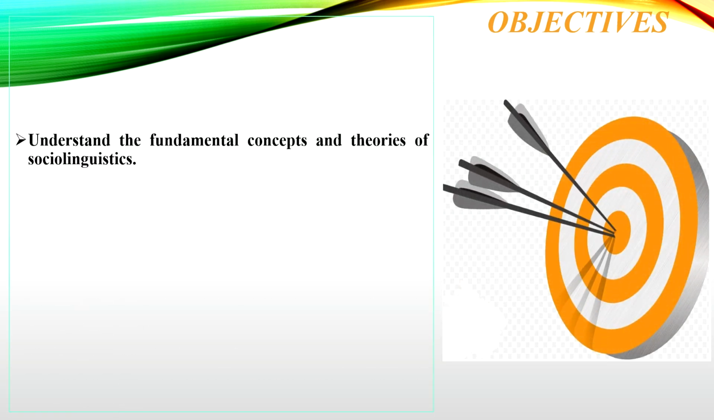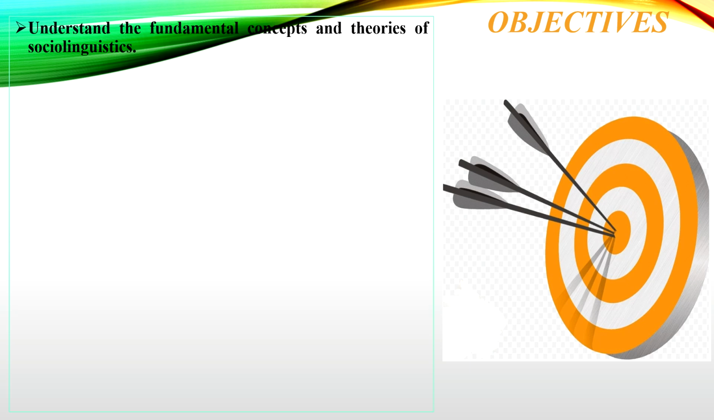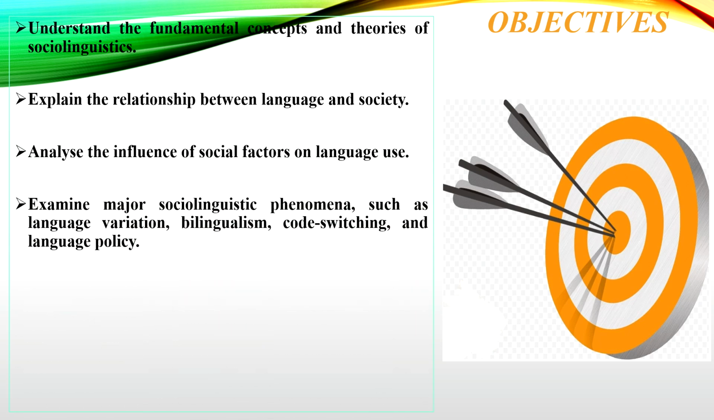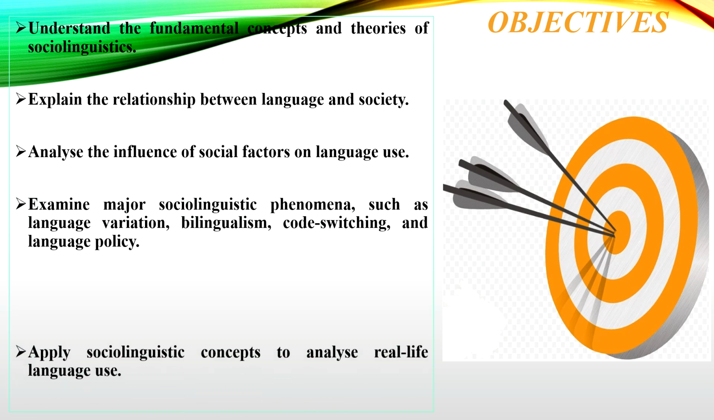The main objectives of the module of sociolinguistics lie in helping students understand the core concepts and theories of sociolinguistics and distinguish between linguistics, sociology, microsociolinguistics, macrosociolinguistics, and so on. Also, to explain the relationship between language and society by analyzing the influence of social factors on language utilization.